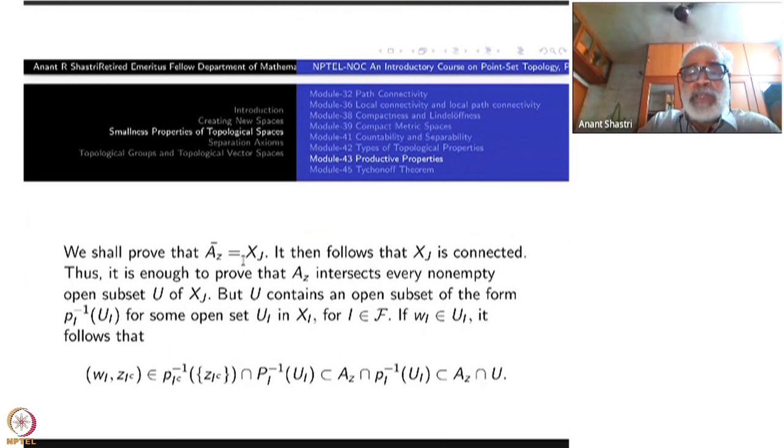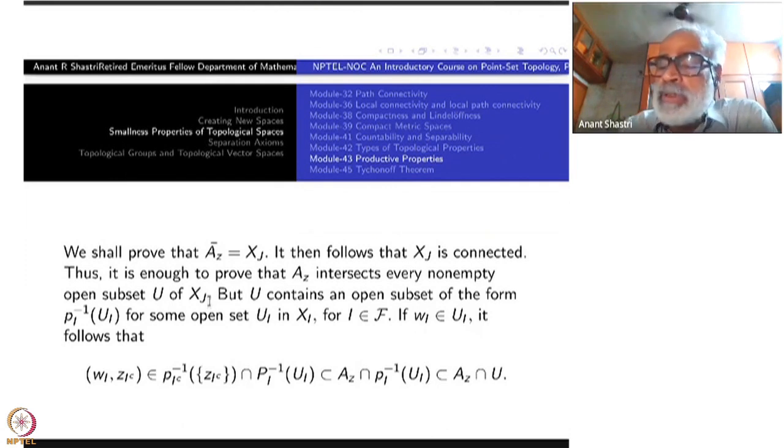Okay, so that will complete the proof. Why? Because closure of a connected set is connected. All right. So what is the meaning of closure is the whole space? Every non-empty open subset in XJ will intersect AZ. So that is what I have to prove: that AZ intersects every non-empty open subset U of XJ.